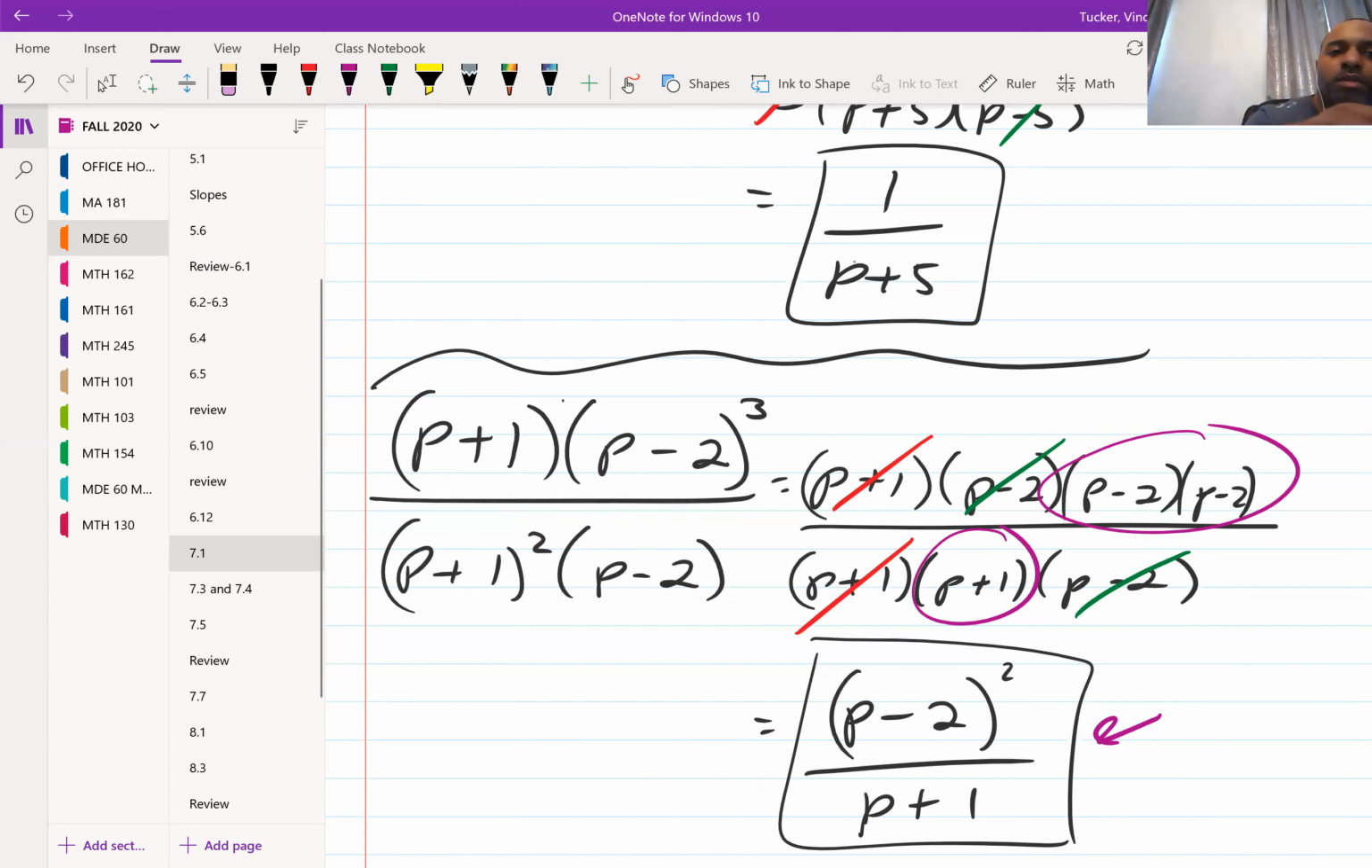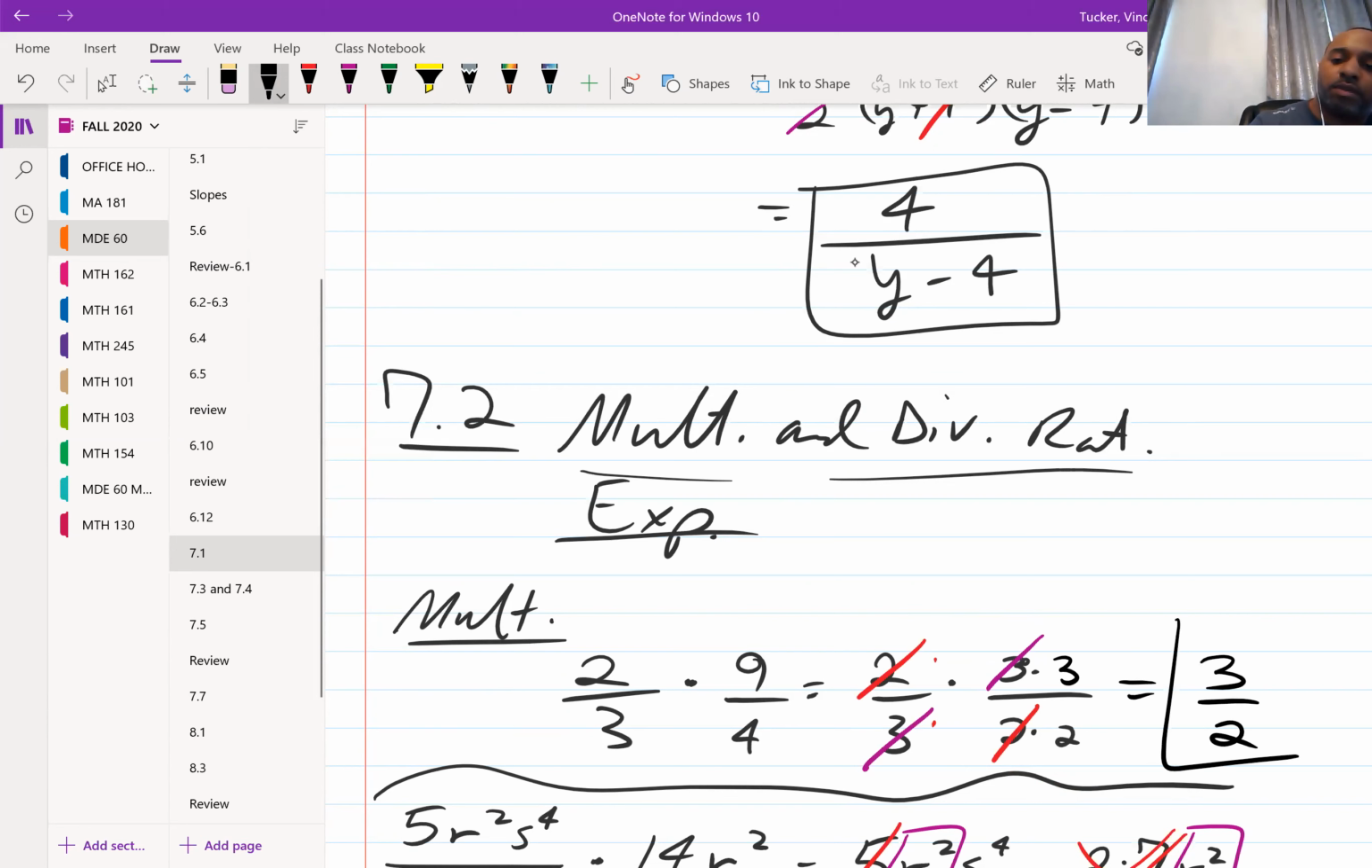Now, when it comes to multiplication, whatever's common with the top and bottom, all of this is in your numerator. All this is in your denominator. So anything that's in your numerator can cancel out with anything that's in your denominator. So I can cancel out one of these 2s, and I can cancel out one of these 3s. And you're left with 3 over 2.